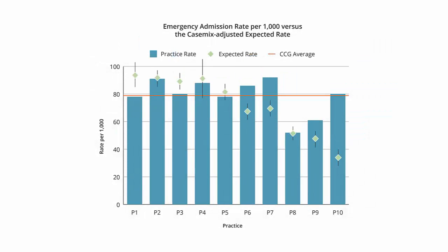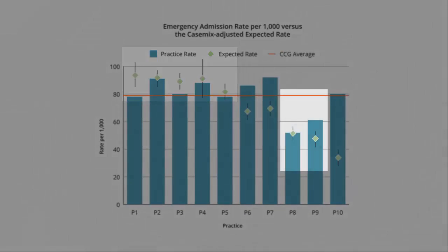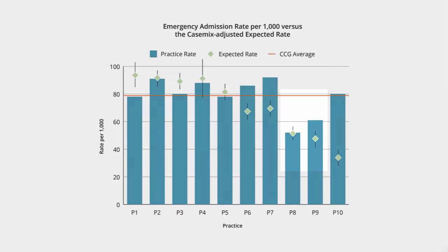But when you compare the actual practice rates with their expected rates, when their casemix is taken into account, a different picture emerges. Some practices with high emergency admission rates are actually performing as well as or even better than some of those with lower rates. And some practices with seemingly low rates are actually performing worse than you would expect for the morbidity burden of their patient population. Casemix adjustment provides a fairer method of analysing variation in activity and shows that opportunities for reducing activity are not necessarily among the GP practices with the highest activity levels.